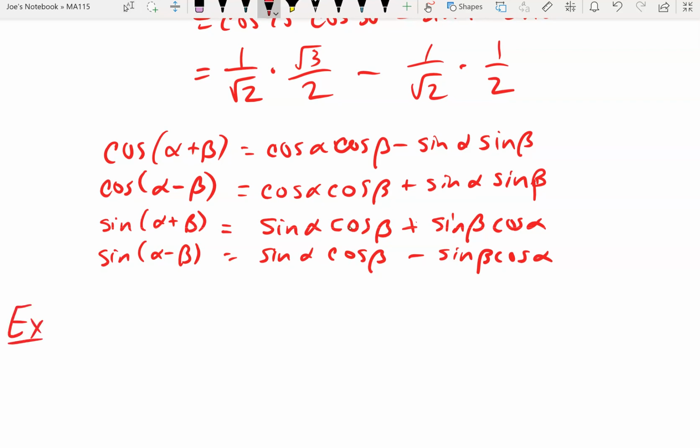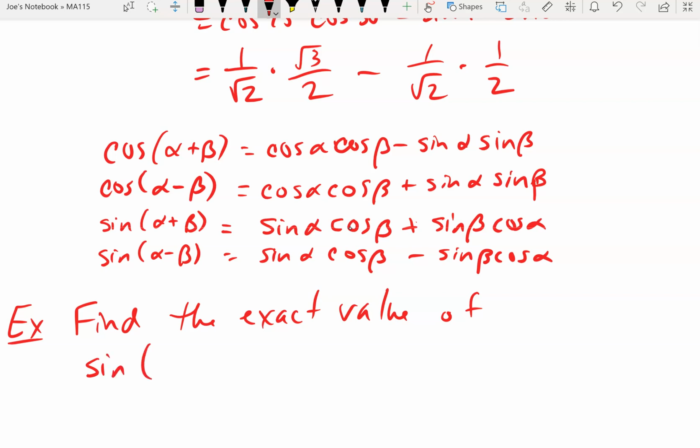So let's say I asked you to find the exact value of, say, sine of negative 5 pi over 12. Yes? Say that again? Sum and difference identities, yeah.